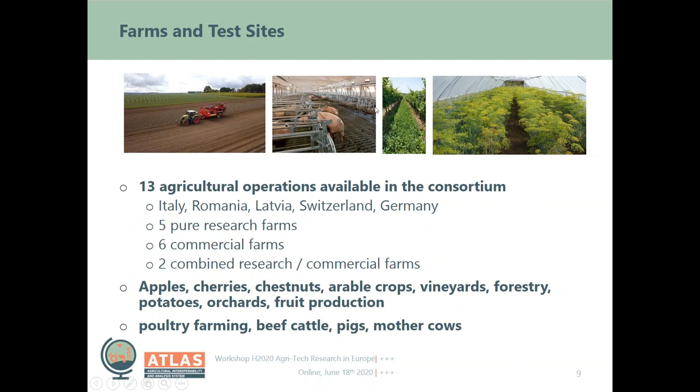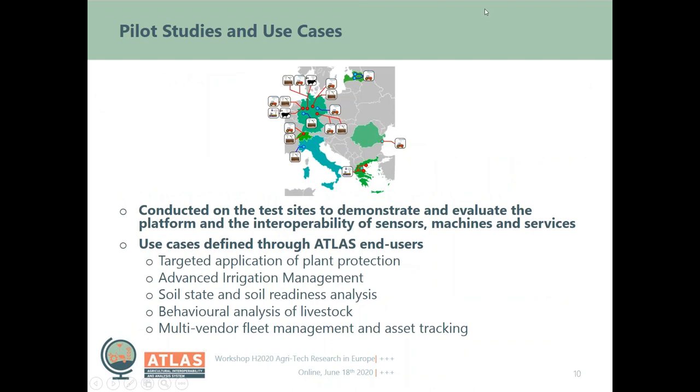As I said, we have multiple farms as part of the consortium. We have in total 13 agricultural operations available to the consortium, where all kinds of fruits and arables are planted, and livestock farming is also a major part of that setup. These farms are part of the pilot studies, which are distributed all over Europe. And we defined a multitude of use cases, which will then be demonstrated on these pilot test sites.